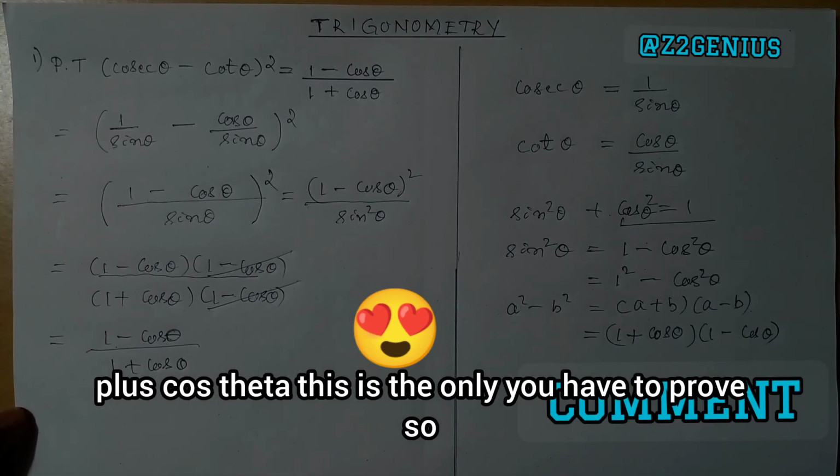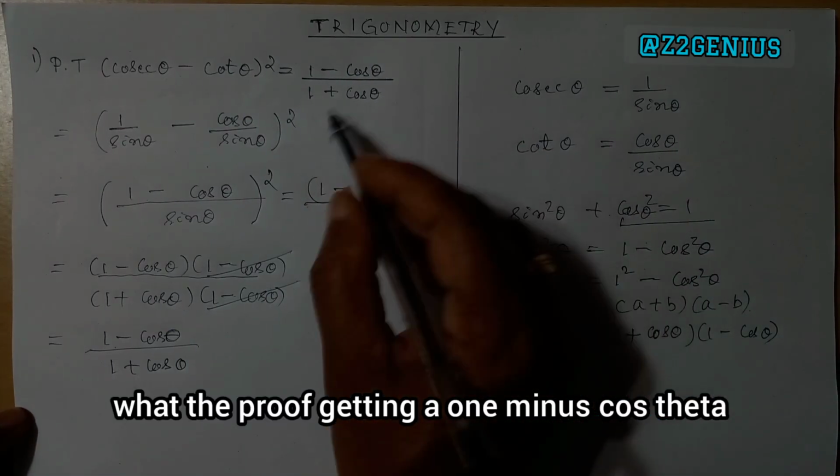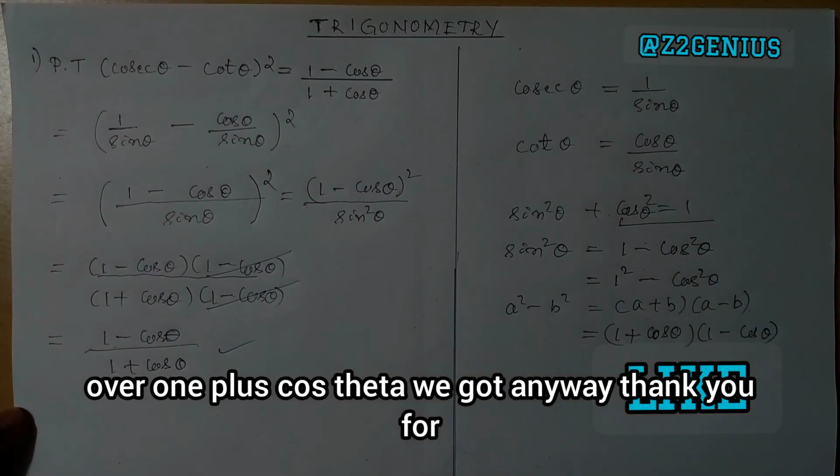This is the only thing you have to prove. So what proof are we getting? (1 minus cos theta) over (1 plus cos theta) we got.